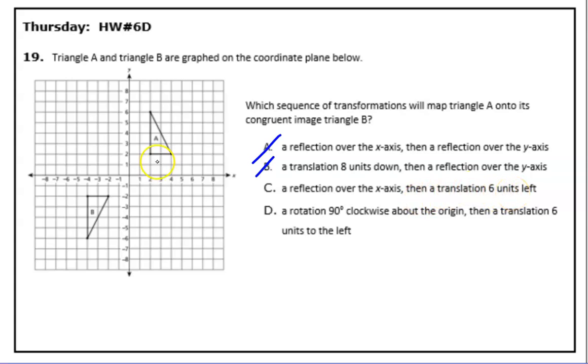All right, let's see. So the reflection, 1, 2, 3, 4, a reflection over the x-axis would put me here. Reflection over the x-axis would put me here. And then if I moved it, let's see, 6 units left. 1, 2, 3, 4, 5, 6. That's the winner.